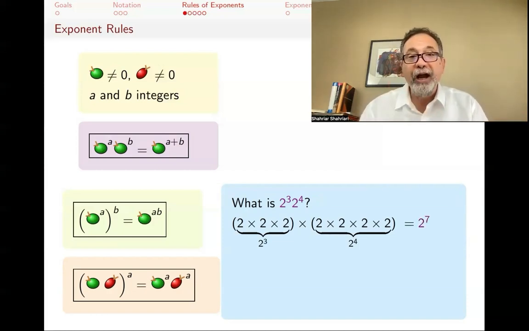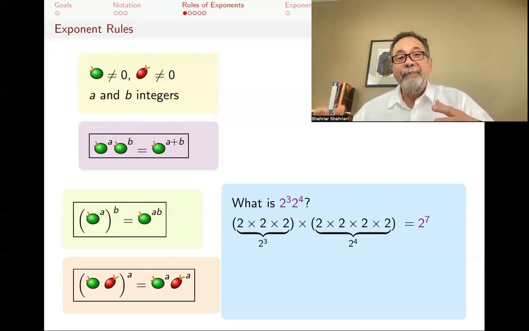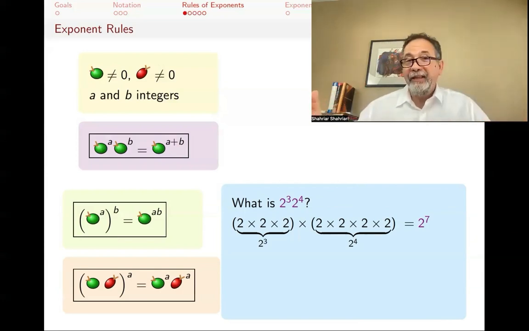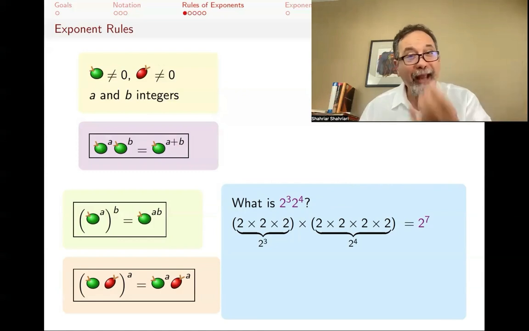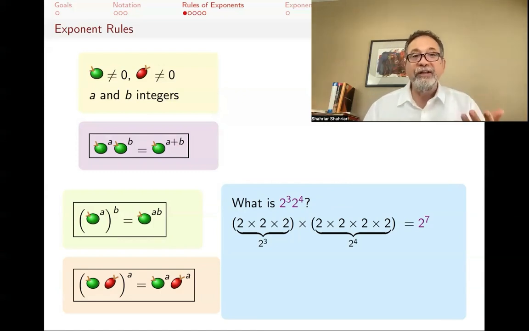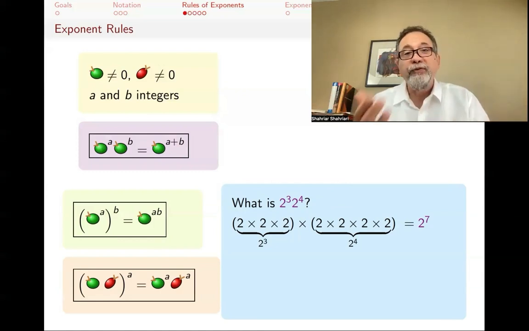This should remind you why apple to the a times apple to the b is apple to the a plus b. Basically, apple to the a means you're multiplying a apples. Apple to the b means you're multiplying b apples. And then together, that's a plus b apples. That proof only works if a and b are positive integers. So you have to also do the case where one of those is negative, but that basically brings something in the denominator and things get canceled and works just as well.